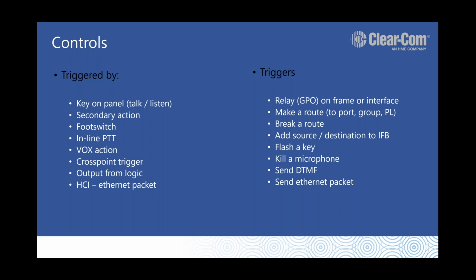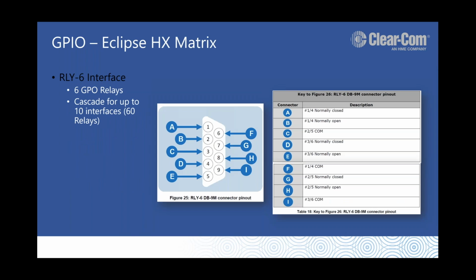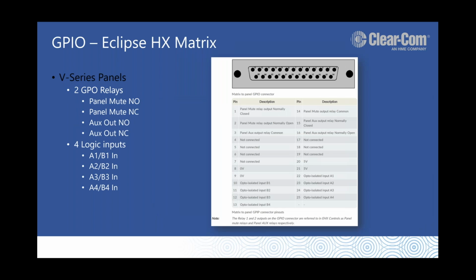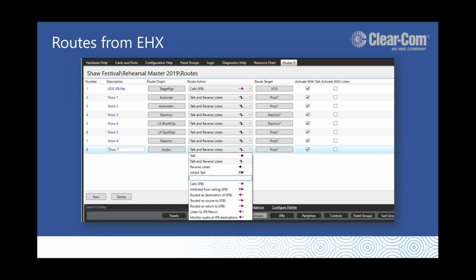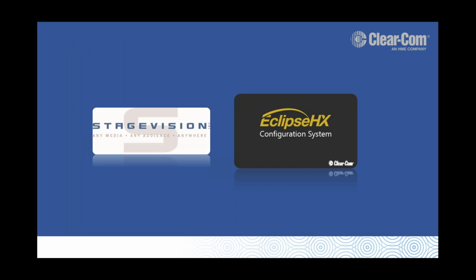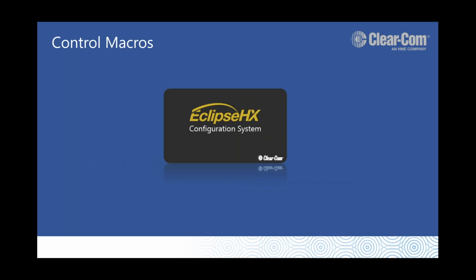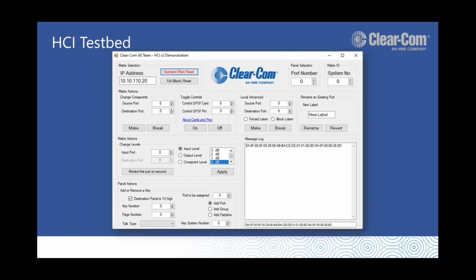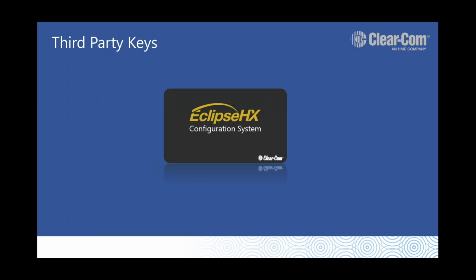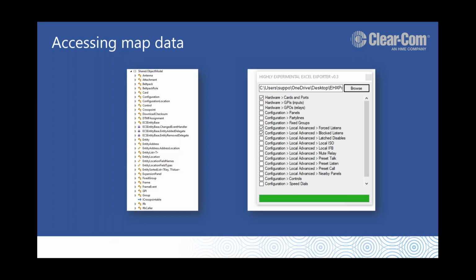Okay, just excuse all of this is in the slide deck for you guys to look at. Things like what are the pinouts for all of these GPOs and GPIs, how we do the routes. We've basically gone through Logic Maestro, control macros. There's the test bed. These are the third-party keys. As you're saying, accessing the map data.